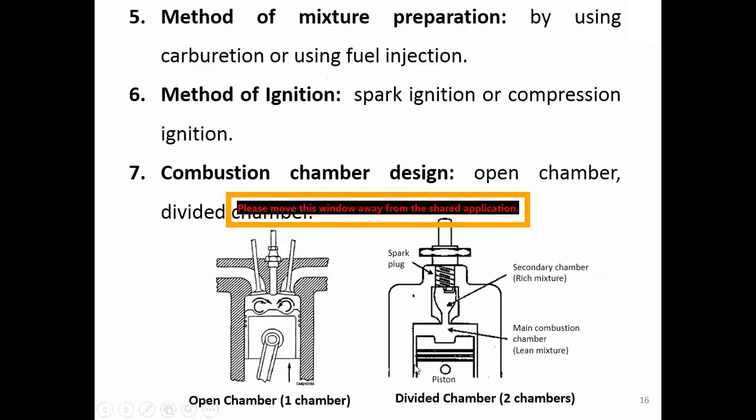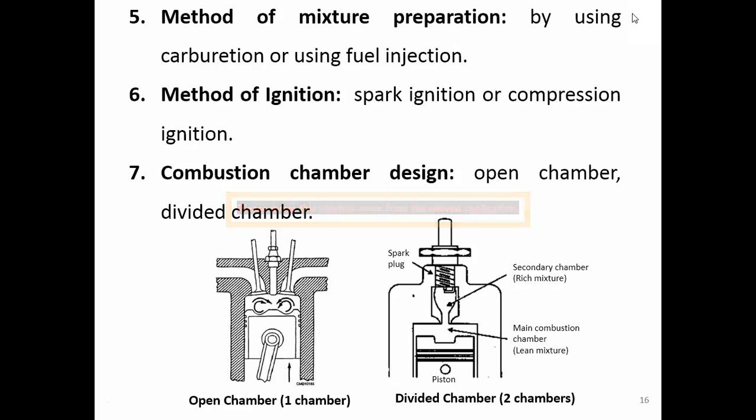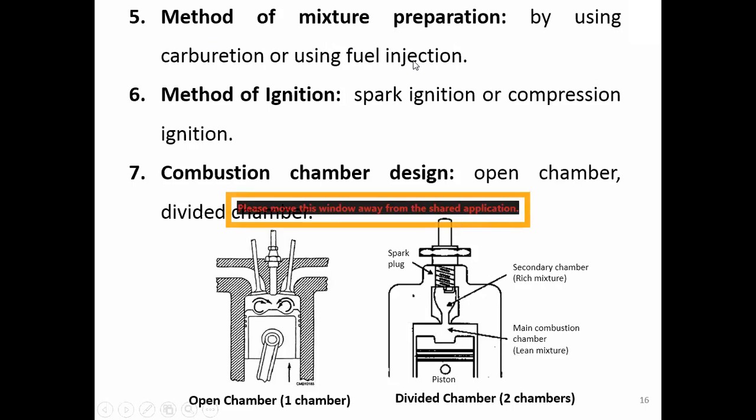Okay, we can also classify the engine according to the method of mixture preparation. That means how we are going to mix the air and fuel together. We can do it by using carburetion, the device called a carburetor, or we can use fuel injection by using a device called an injector. Okay, this is the way we can do the mixture preparation.